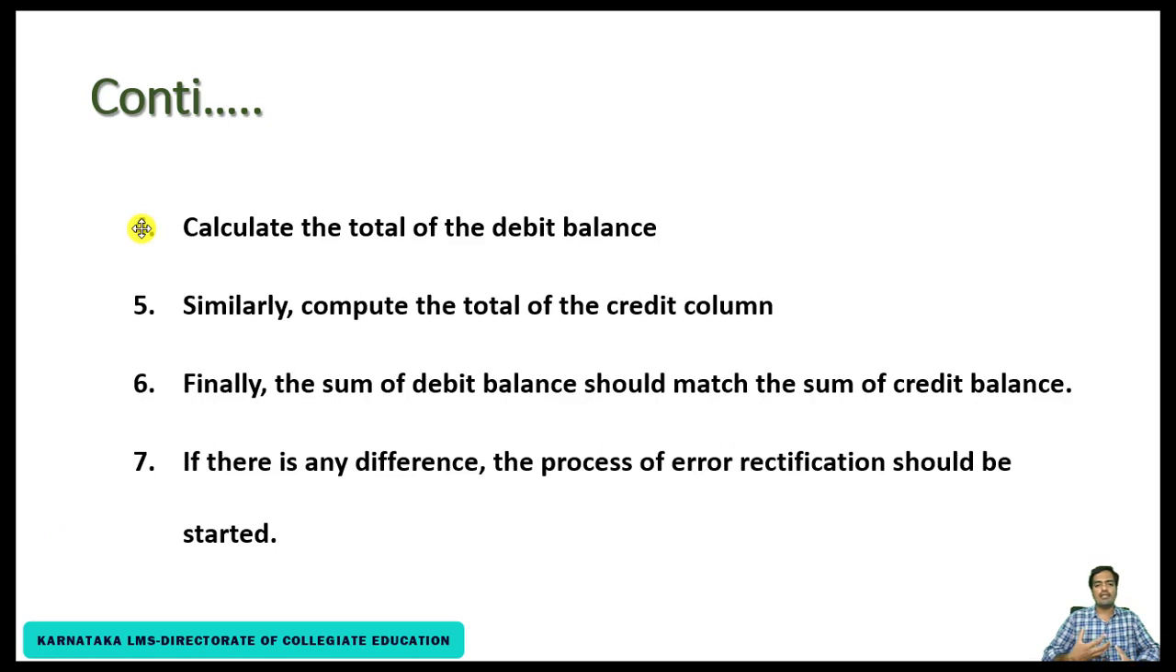So after posting all the balances of the ledger accounts into the trial balance, the accountant should sum the total column of the trial balance, because that should be done in order to know the total of the debit column. So after posting all the ledger account balances into the trial balance, whatever the debit column is in the trial balance, the accountant has to total it.